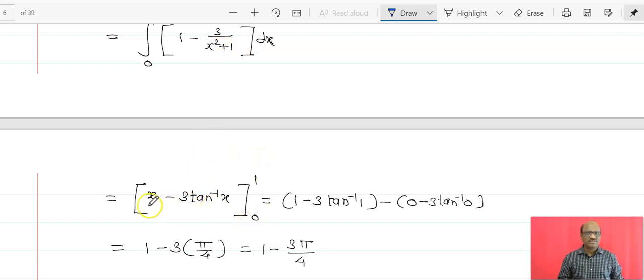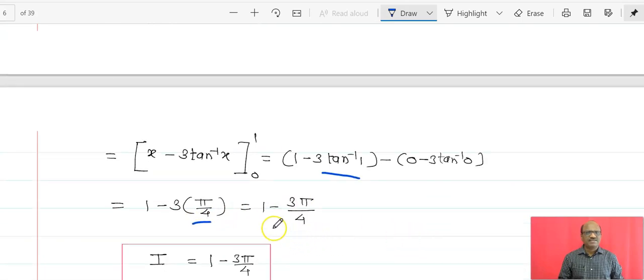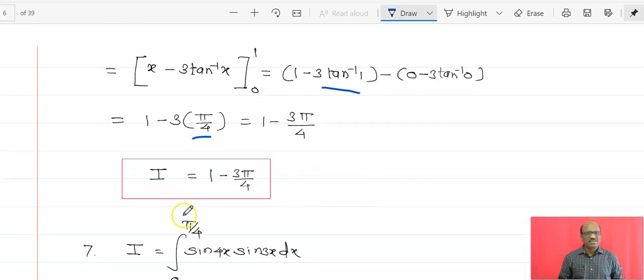Now substitute x replaced by 1. Then you will get 1 minus 3 tan inverse of 1. Replace x by 0: 0 minus 3 tan inverse of 0. And therefore you will get 1 minus 3 tan inverse of 1. What is the value of tan inverse of 1? Tan inverse of 1 is pi by 4. And hence the answer is 1 minus 3 pi by 4. Therefore I is equals to 1 minus 3 pi by 4.